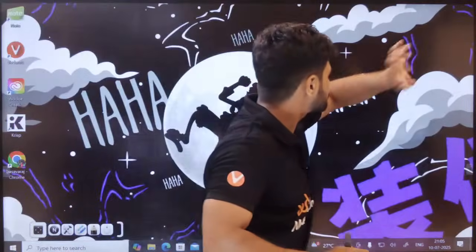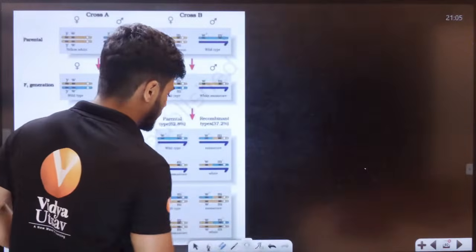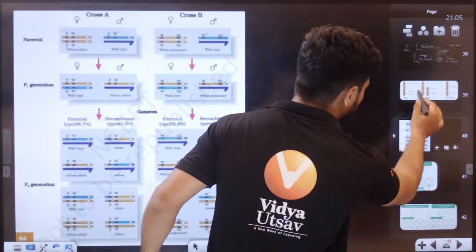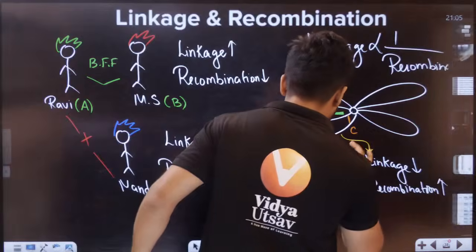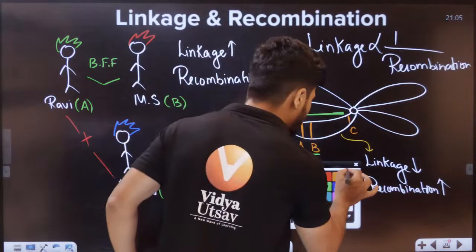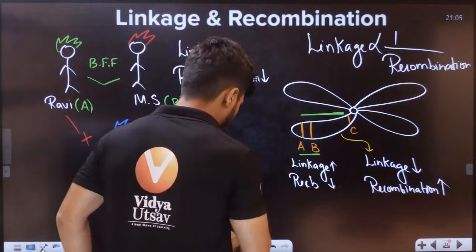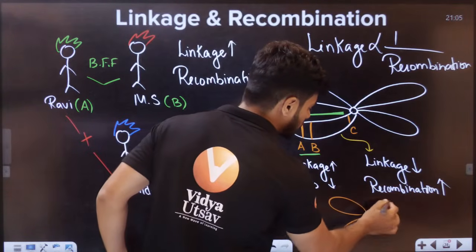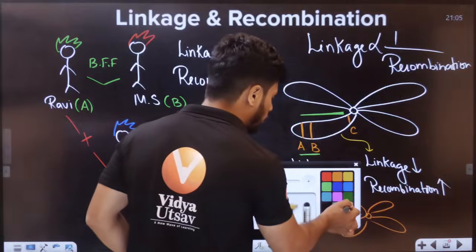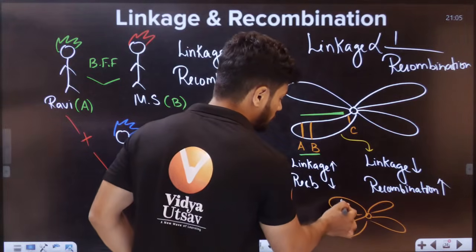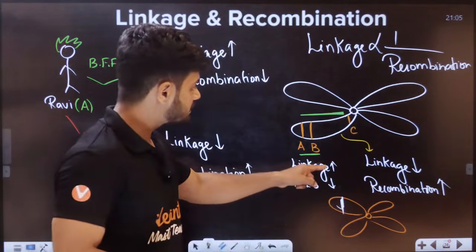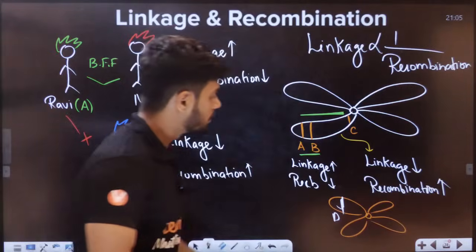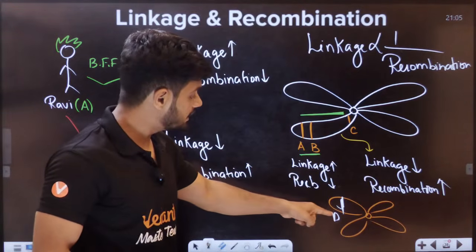Now, let's say if you go back to this diagram, I have one gene on this chromosome. Similarly, I have one more chromosome here, and here I have one more gene. Let's say gene C is here, and gene D is here.